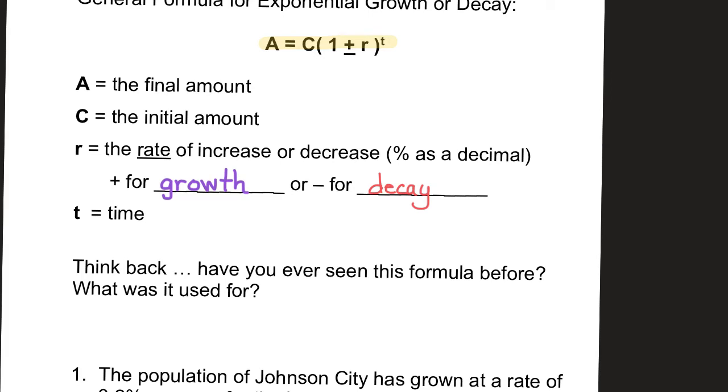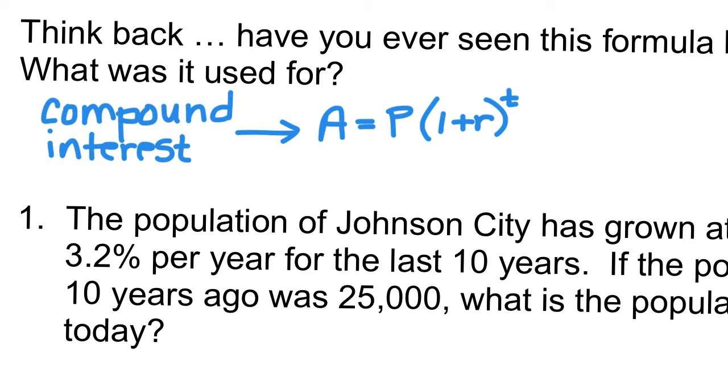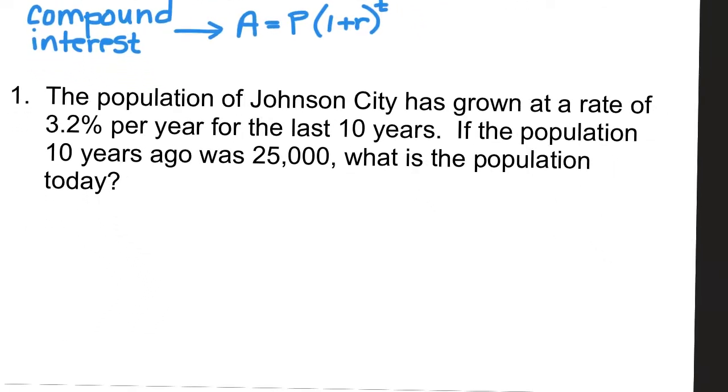You may have seen this in compound interest. In compound interest, the A is the account balance after finding the compound interest. The P is the principal or the initial amount. The R and T are still the same, but remember, the rate will always be in decimal form. Now let's put this into practice.